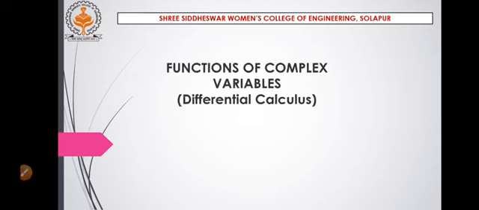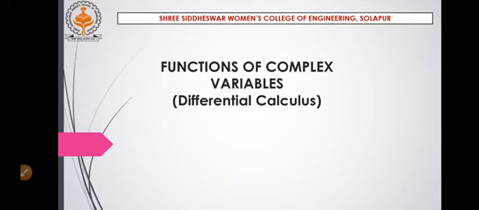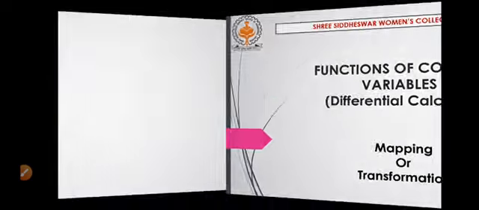We are dealing with the unit of functions of complex variables, differential calculus part. So far we have studied the concept of analytic functions, formation of analytic function using different methods, and harmonic functions. Now we are going to move to the second part of this differential calculus part, that is mapping, also called transformation. So let us move to this second part.